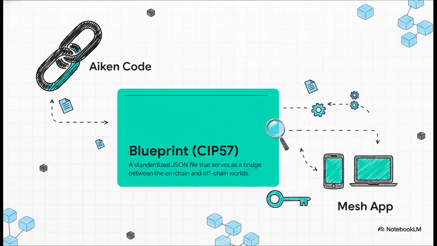So you've got your on-chain Aiken code over here and your off-chain Mesh app over there. How in the world do they talk to each other? The answer is this thing called the blueprint. When you compile your Aiken code, it spits out this standardized JSON file. It's basically an instruction manual. It perfectly describes your validator and tells your web app exactly how to format its data to talk to the on-chain rules. It's the ultimate translator.